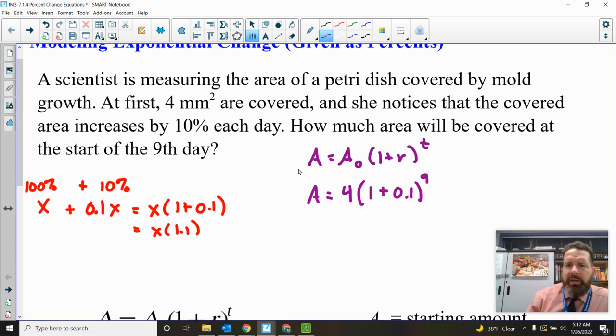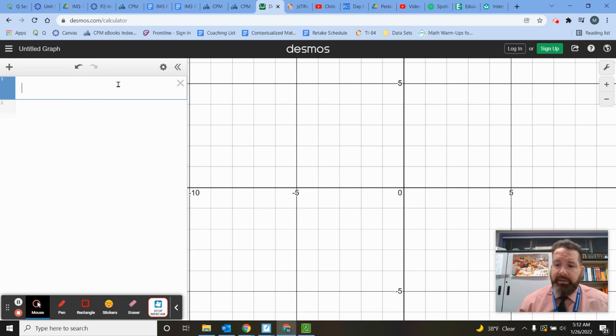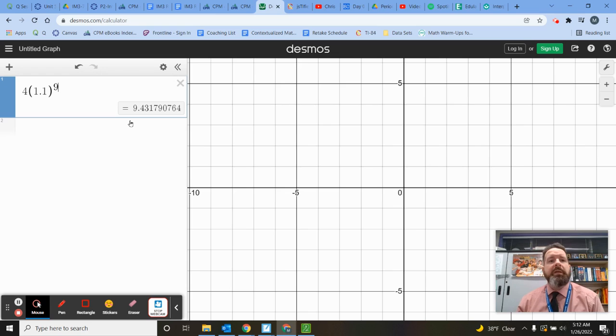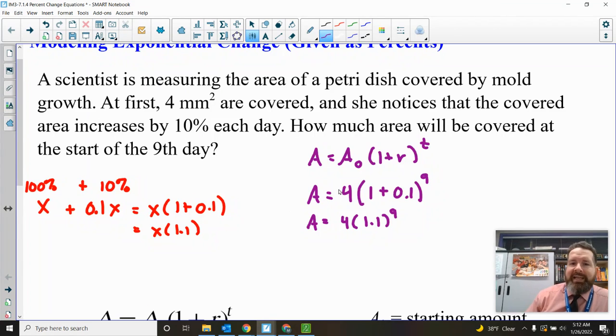All right then. Let's just clean this up a little bit. So 4 times 1.1 to the 9th power. And then this is a thing you just throw right into your calculator. So hey, calculator, 4 times 1.1 to the 9th power. Let's round to the nearest 10th here and call this 9.4. So after 9 days, the start of the 9th day, you've got 9.4 square millimeters of mold based on that exponential growth.